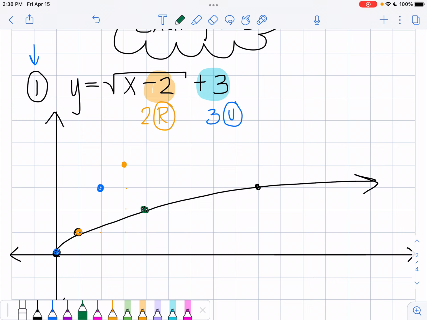So let's make this point green. This green point, I'm going to move it right 2, up 3. It's going to be right here. Notice it's in the same location. It's 3 over and 1 up from my orange point.